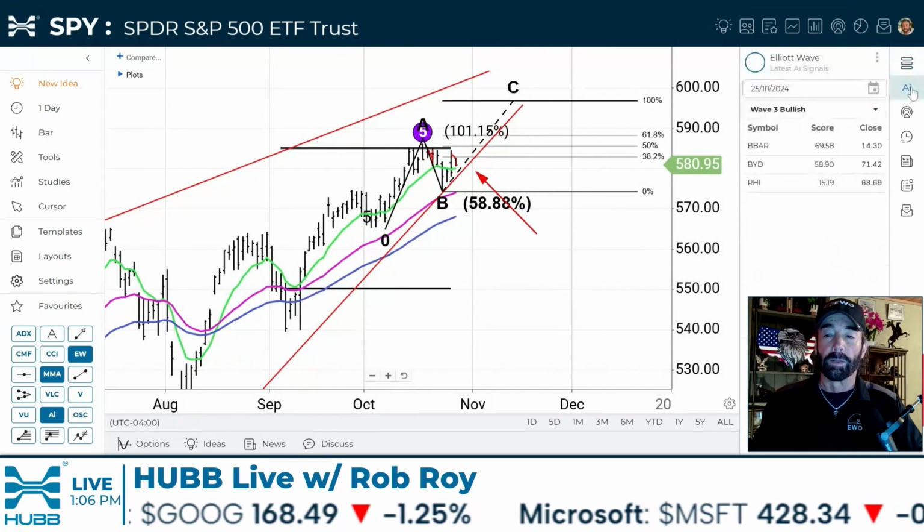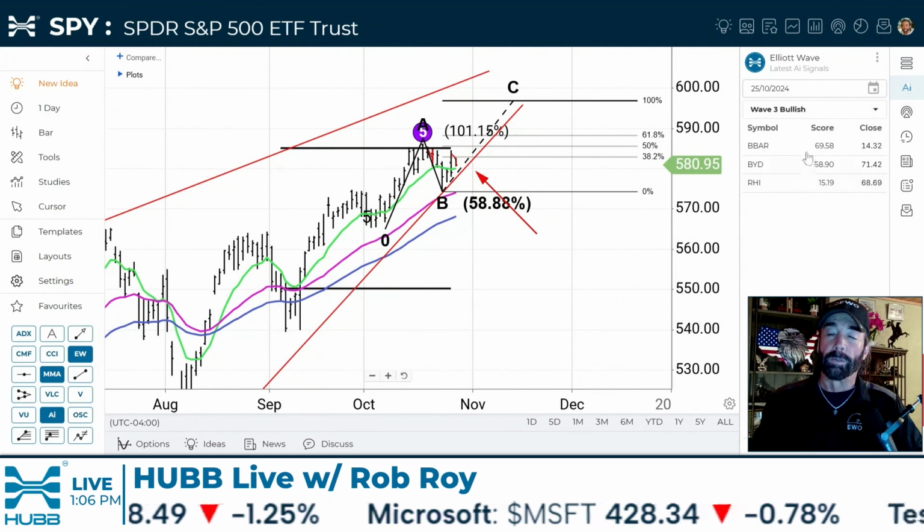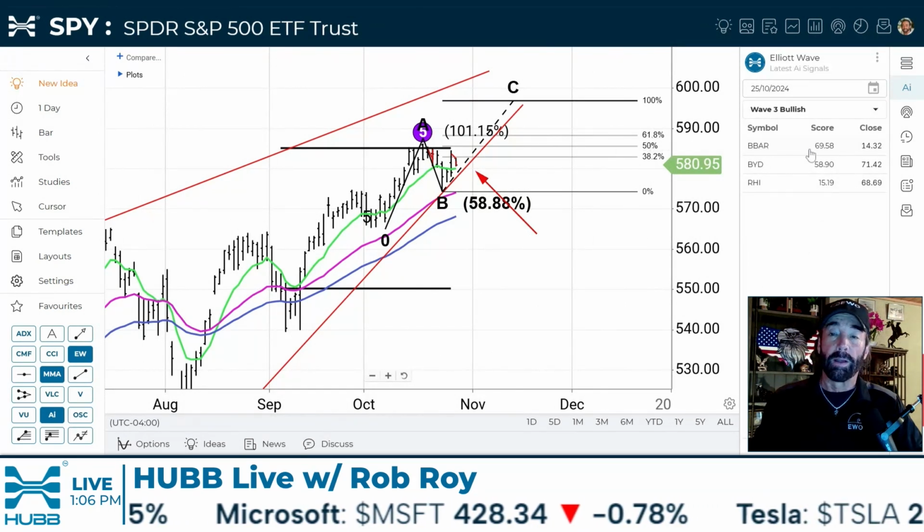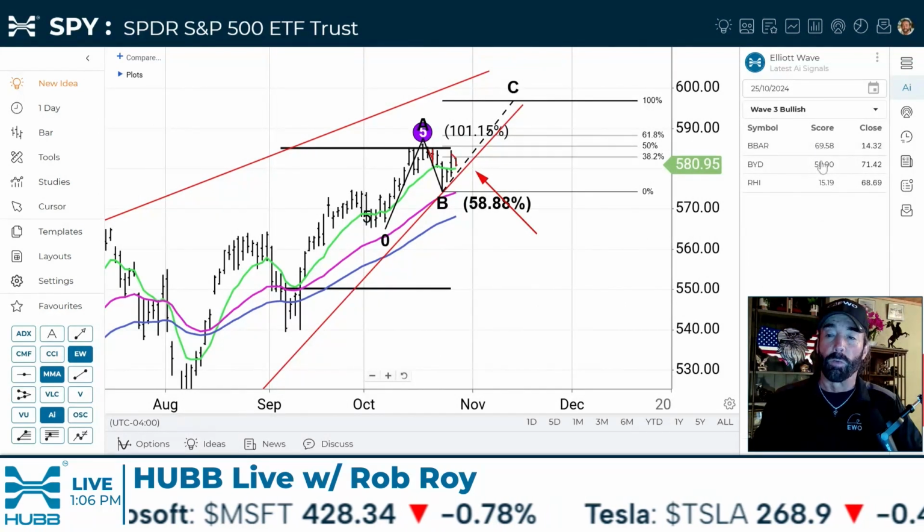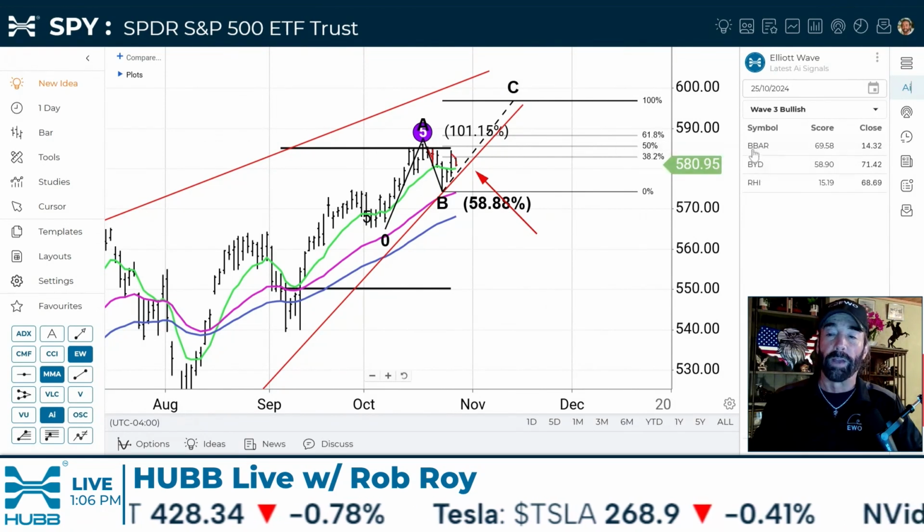All right, let's move into the AI stuff, which is what we're really here for. So when I click on the AI button, you can see on the bullish scores, we don't have anything that's 75 or above. We don't even have one that's 70.